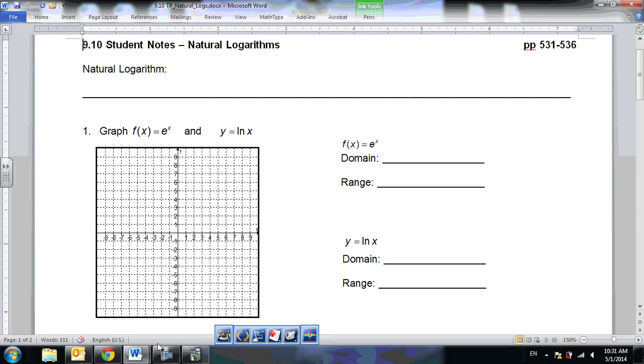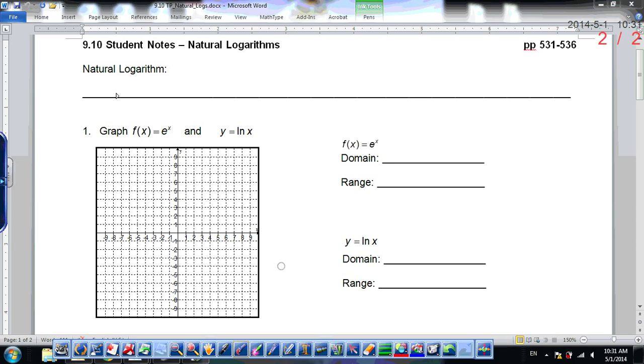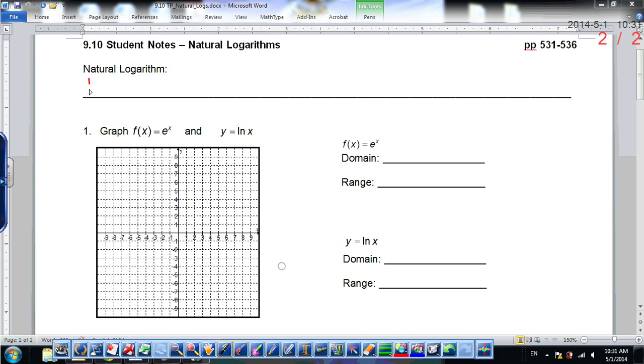Alrighty, so today we're going to talk about something called the natural log. Okay, the natural log. And what the natural log is, it's log base E. Log base E. Okay?